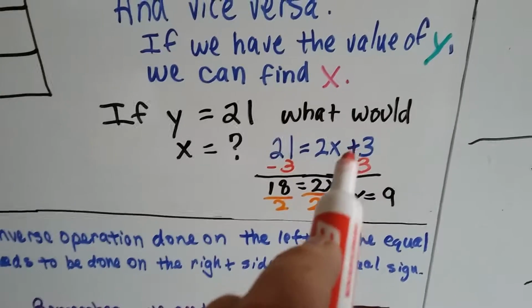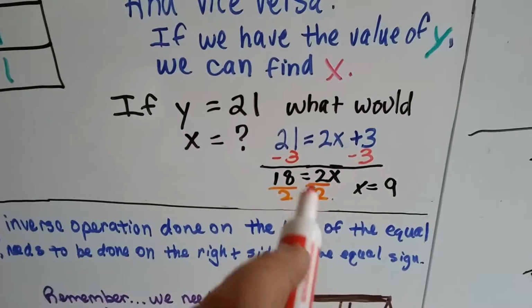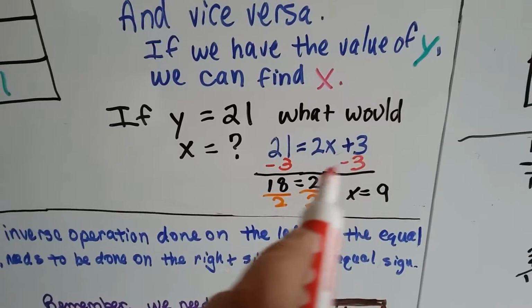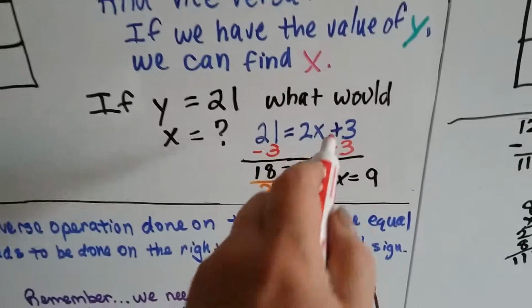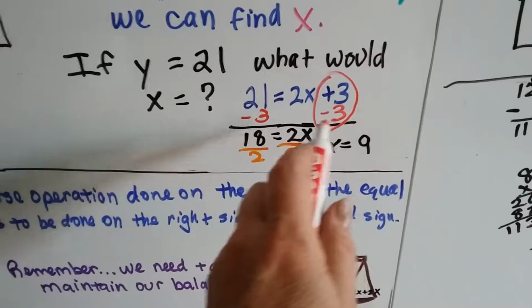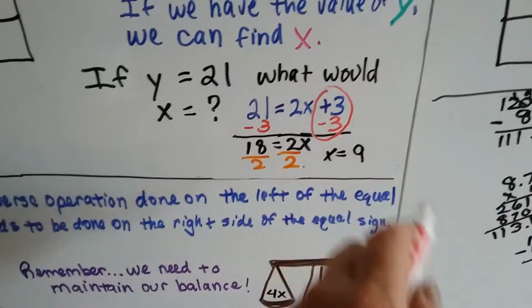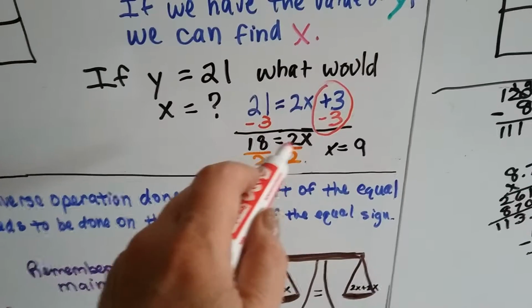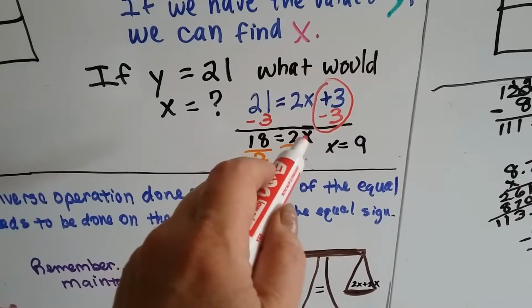Because this is a plus 3, to do an inverse operation, we want to get this x by itself. We're going to subtract 3 from each side of the equal sign, and that's going to create a 0 pair. If you have 3 and you take away 3, it's 0. So that falls off. We discard it. And 21 minus 3 is 18. So now we just drop down the 2x, and we have 18 equals 2x.